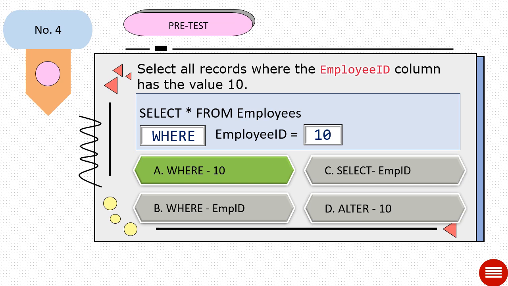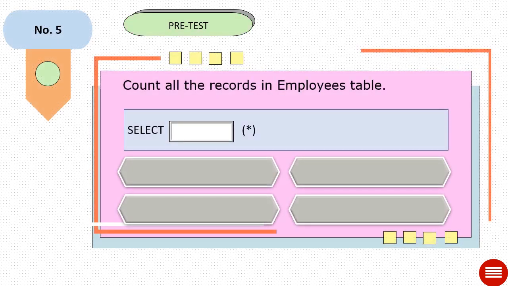For the last item, count all the records in employees table. Select blank asterisk. Is it A, add, B, alter, C, count, or D, insert? The correct answer is letter C, count.